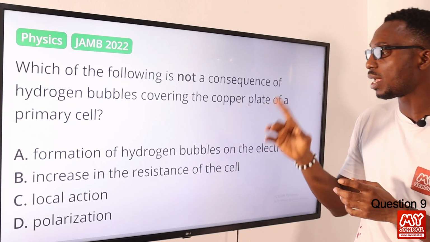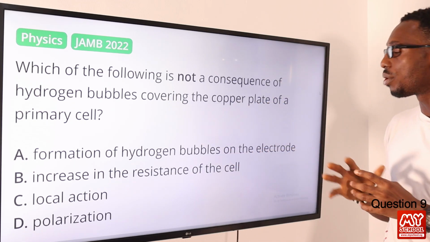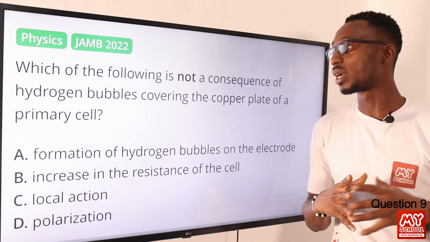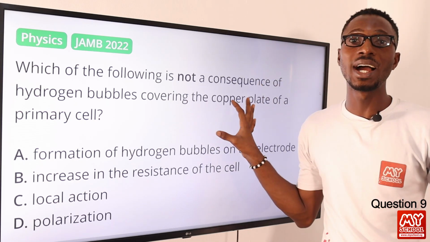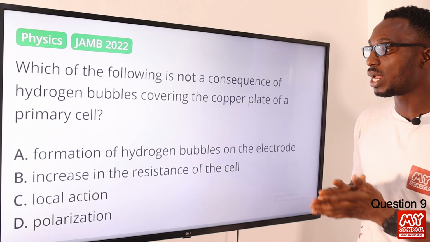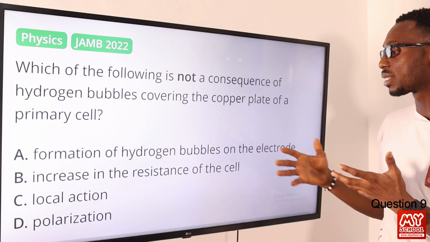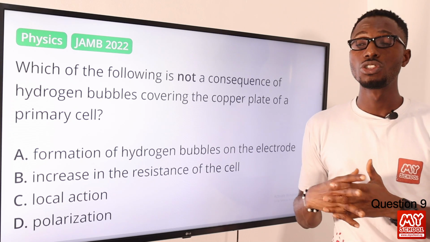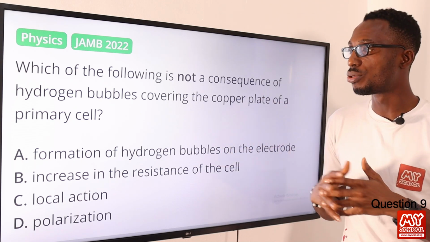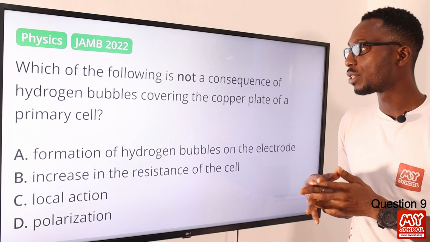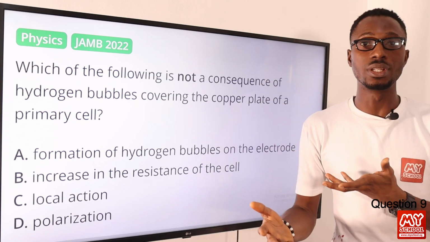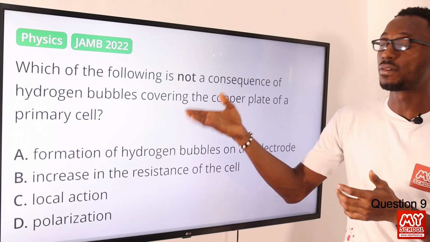Then we have option A, formation of hydrogen bubbles on the electrode. On what electrode are we talking about? We're talking about the copper electrode. So this is as well valid. Then if you look at B, increase in the resistance of the cell. Of course, the flow of electric current through the external circuit is going to decrease as there's accumulation of these bubbles.